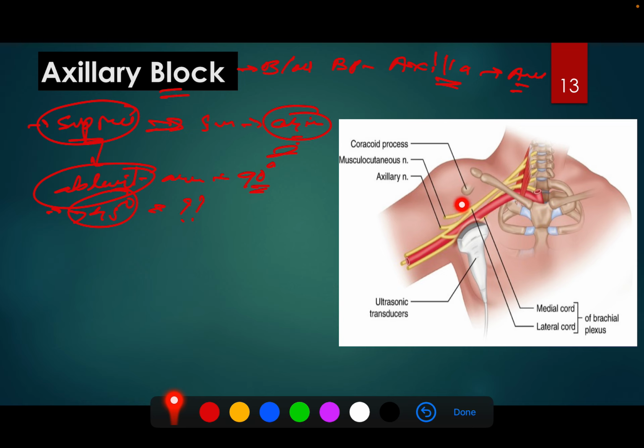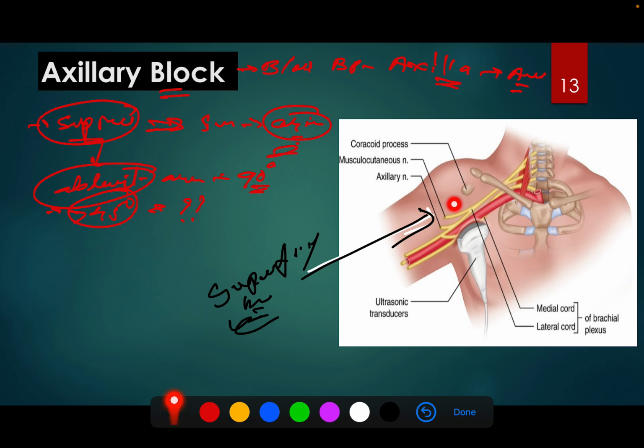So they will ask you another question in the exam: during the axillary block, which nerve is not blocked or which nerve is spared? The answer should be musculocutaneous nerve, because it is the most lateral terminal branch. And another question they can ask you: musculocutaneous nerve is the most superficial branch of the brachial plexus. This is the question in the exam. So the musculocutaneous nerve is not blocked.